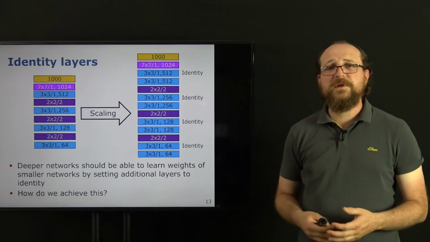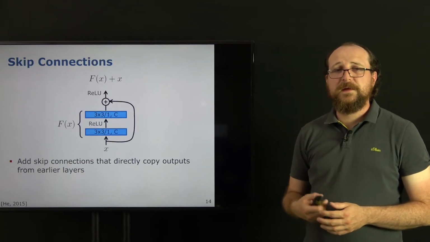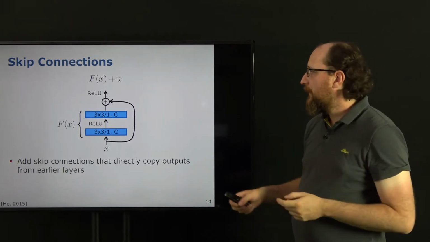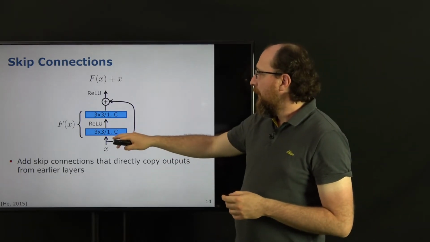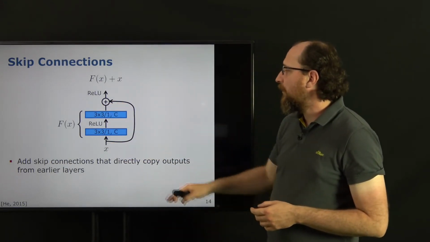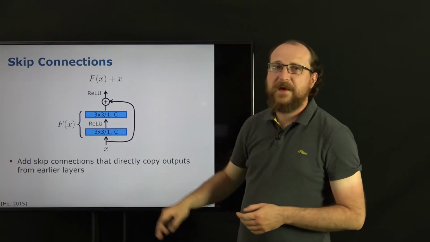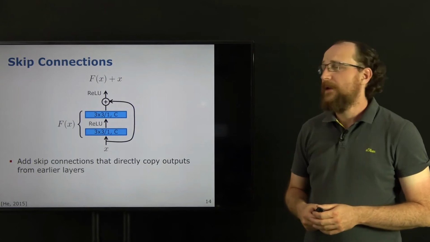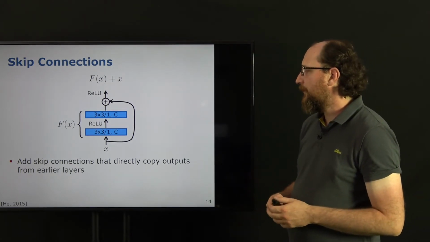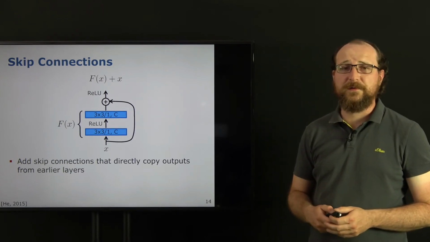But how do we achieve this identity mapping? The clever way that they came up with was these so-called skip connections. We have our convolutions in between, and then we just add the output from before. When the convolution output is 0, we are just bypassing the convolutions. And this structure, the skip connections, really enables the learning of deeper networks.